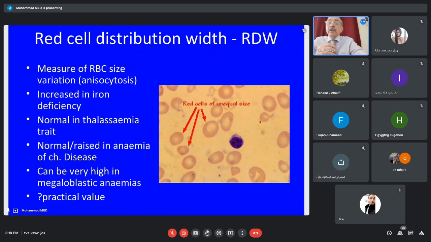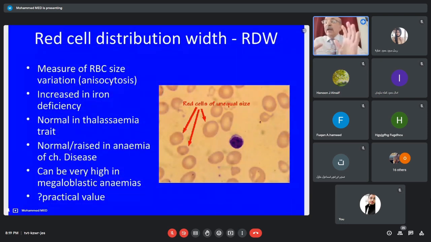Okay, and this variation, the other term for it is anisocytosis. Anisocytosis, and an means none in English. Iso means size. Cytosis means cell. So this means that the size of the red blood cells are different. They are not equal. Okay, anisocytosis. This increases in iron deficiency, and it remains usually within the normal limits in thalassemia.